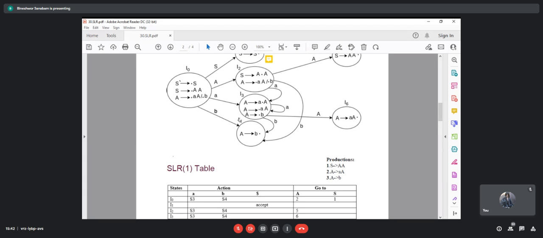And if you consider b, it refers to 4. So S4. We shift to the region 4 or state 4. And if you consider A, then the first production over here is what? The first production is S implies AA.